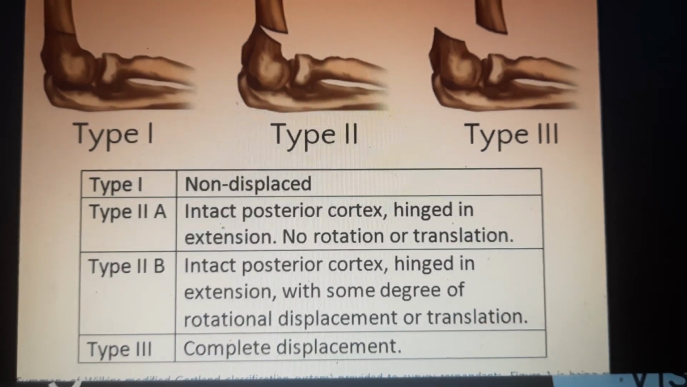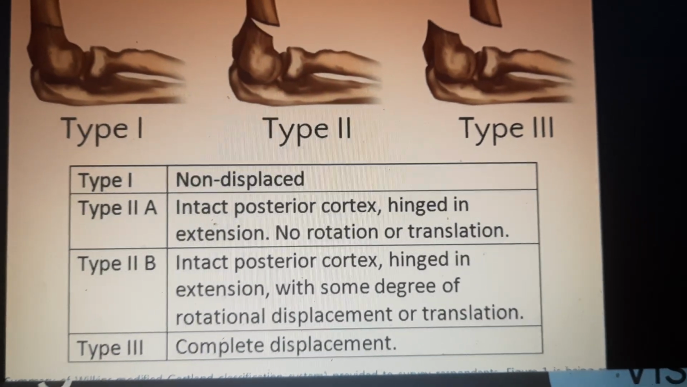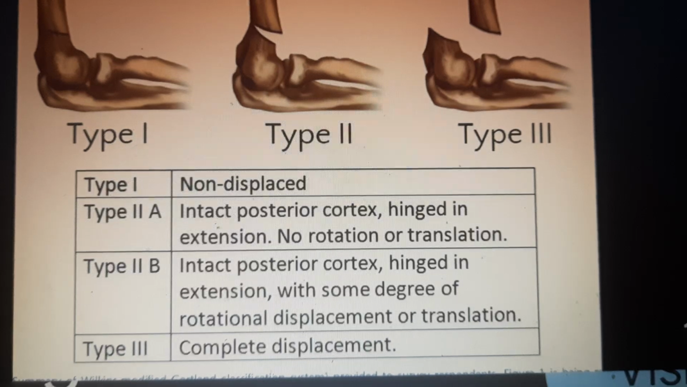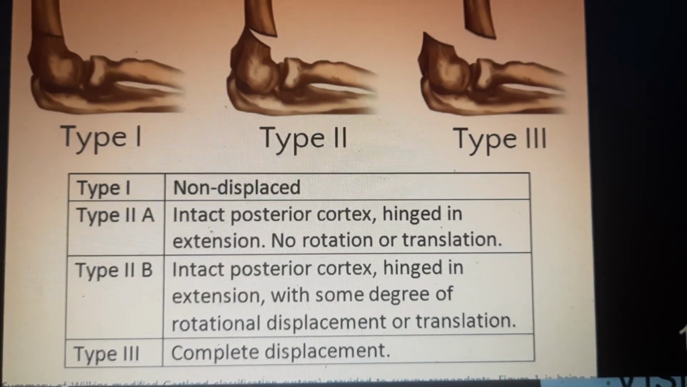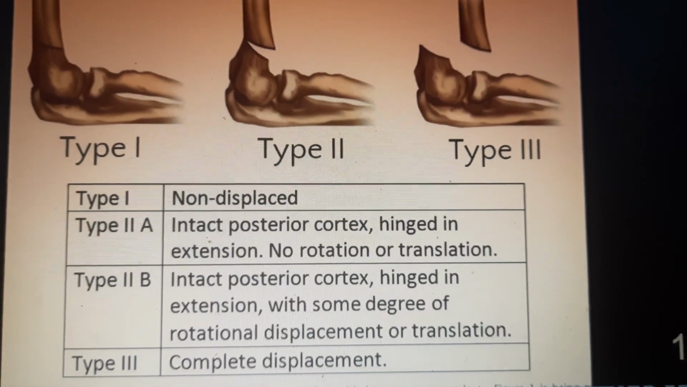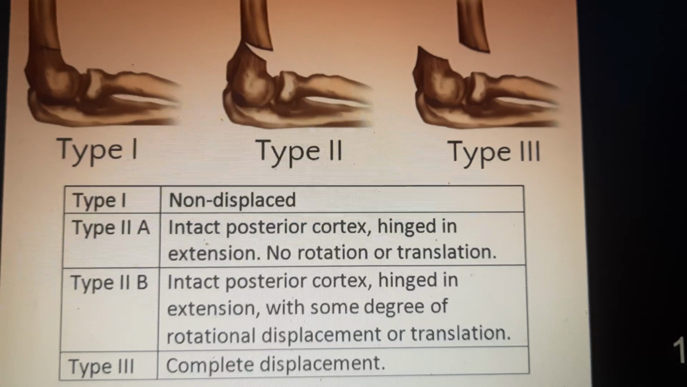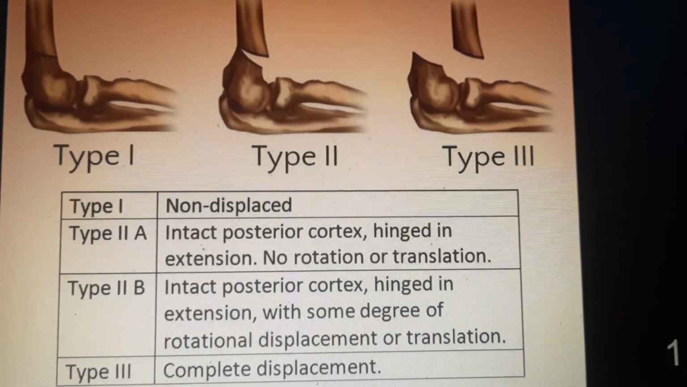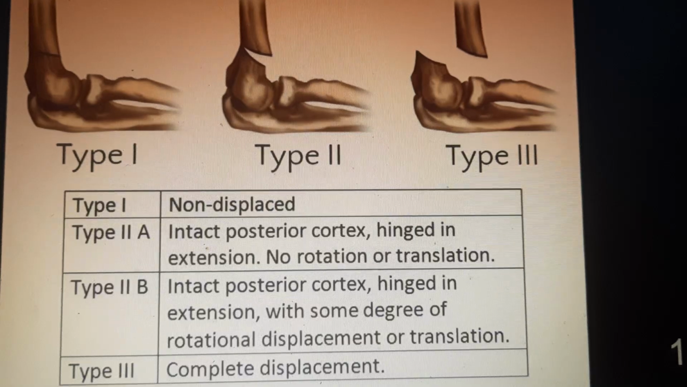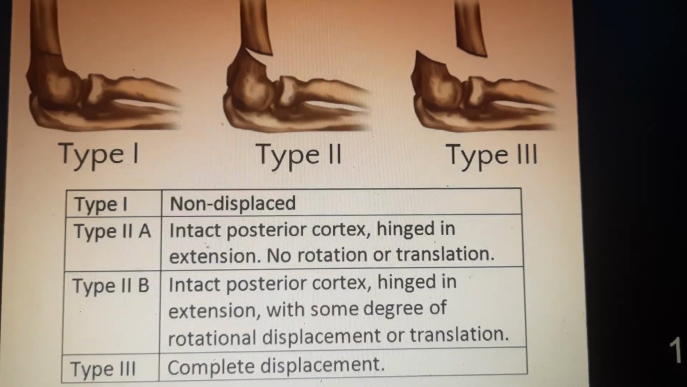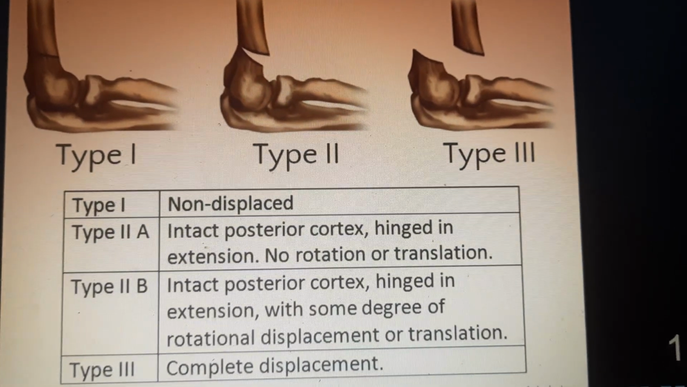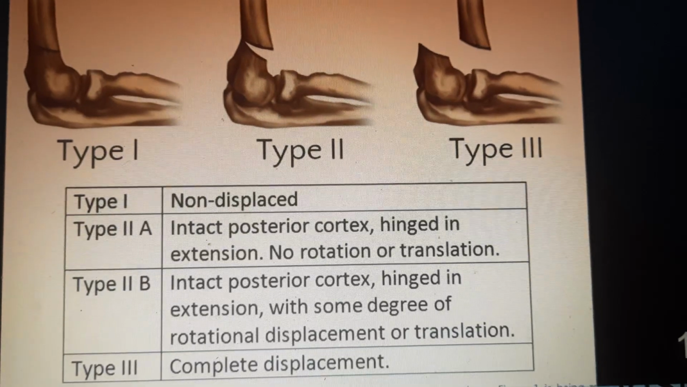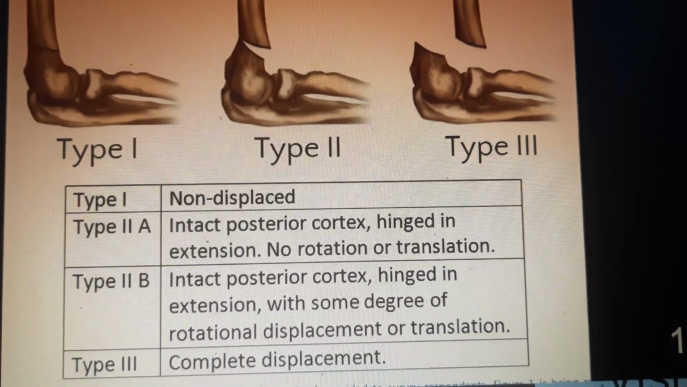It is not displaced. Type 2 is further divided into type 2a and 2b. Here it is an incomplete fracture. In both type 2a and 2b the posterior cortex is intact. In type 2 there is a break in the continuity of the anterior part, so there is a break in the anterior cortex.